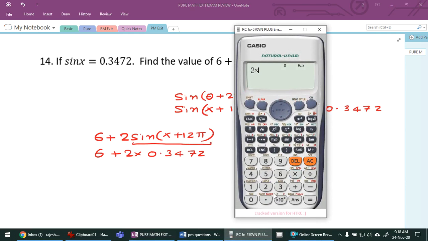2 into 0.3472 plus 6. So the answer is 6.6944.